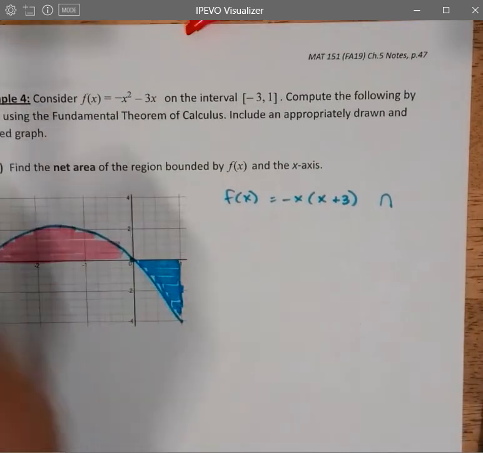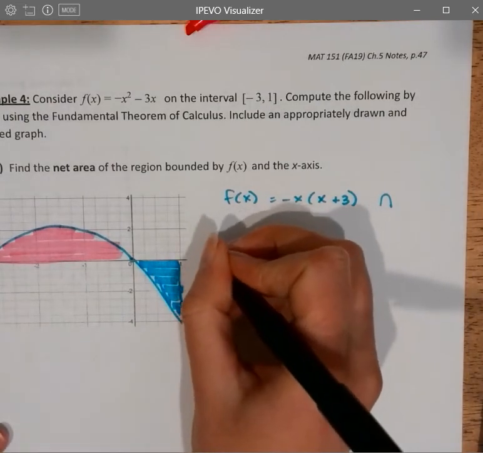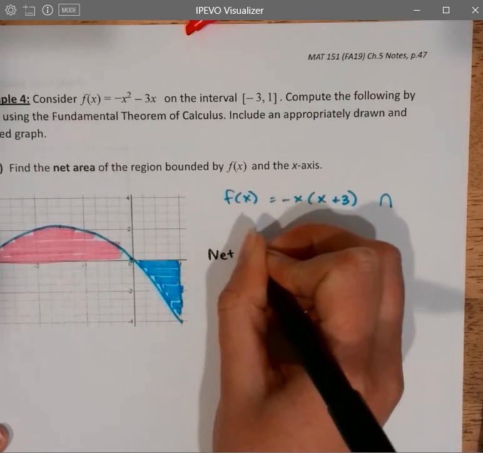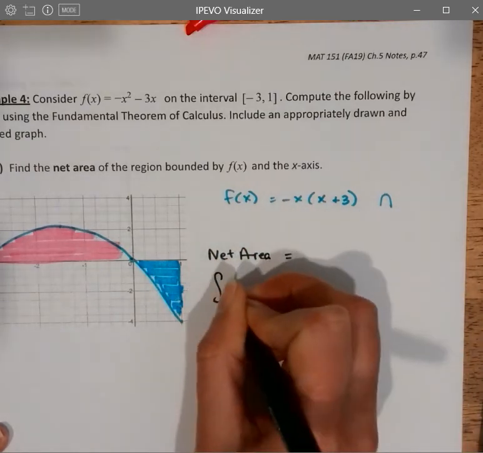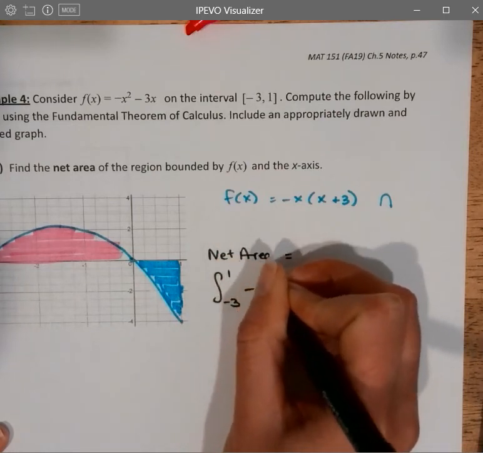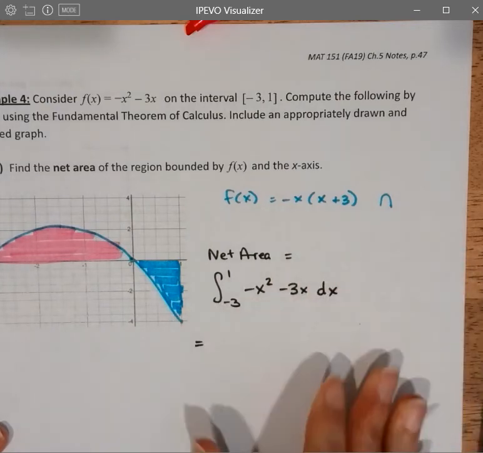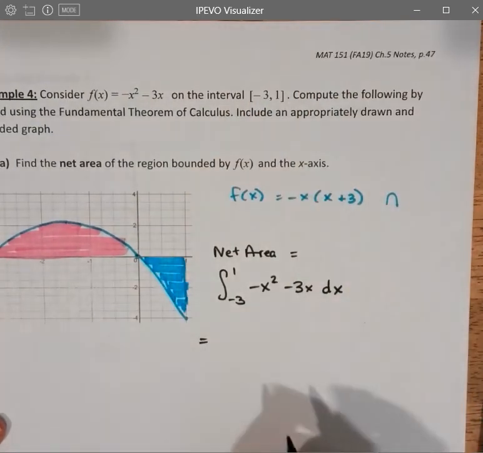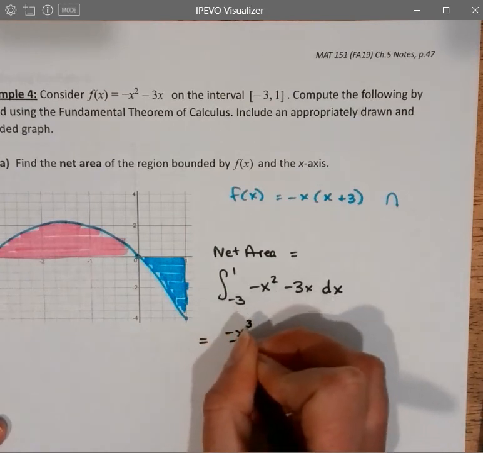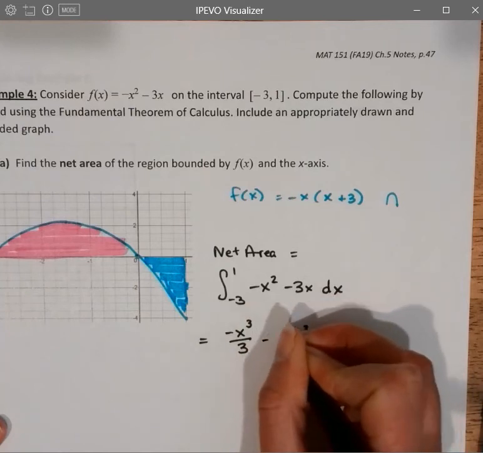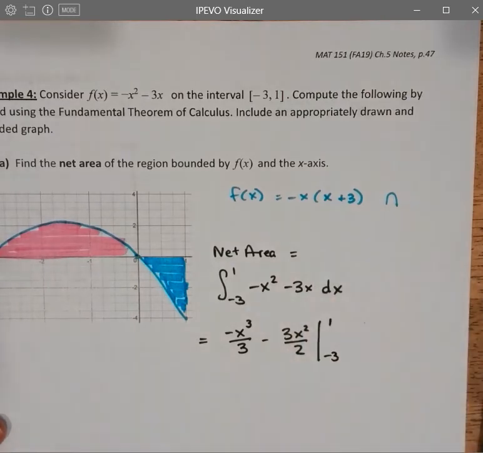Now we're going to set up the integral and find it. So we've got our lovely graph. So the net area is equal to the bounded integral between -3 and 1 of -x squared minus 3x dx. So using the fundamental theorem of calculus, I can do the antiderivative, and I'll get negative x to the third divided by 3 minus 3x to the second divided by 2. Add 1 to the power, divide by the new power. Bounded between lower bound negative 3, upper bound 1.